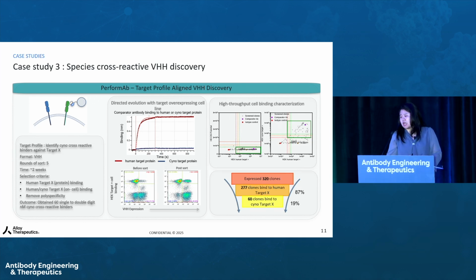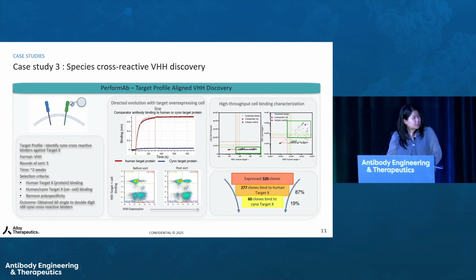before you sort, there is a very minimal amount of enrichment in the top right quadrant. And then after we sorted against the cyno positive cell lines, we have a very nice enrichment towards the cyno target binding. And then we did our high throughput characterization, confirmed that the binders that we were able to pull out from the selection are both human and cyno cross-reactive.